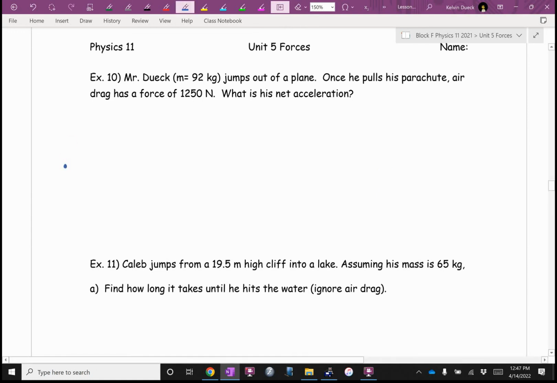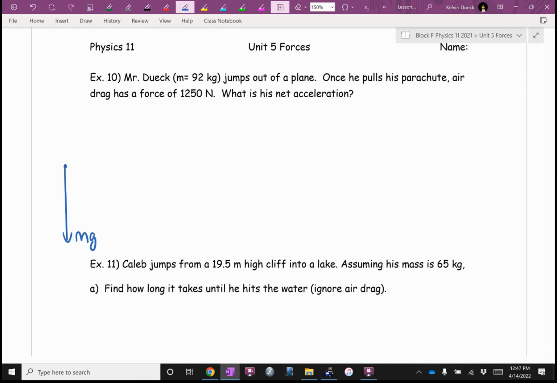Here's Mr. Dewick in free fall. What are the forces acting on Mr. Dewick? Get the obvious one. Yep. What else? The question gave me one. I used a phrase, so keep reading: once he pulls. What did I call that mystery force? Yes, air drag, or drag. How big?